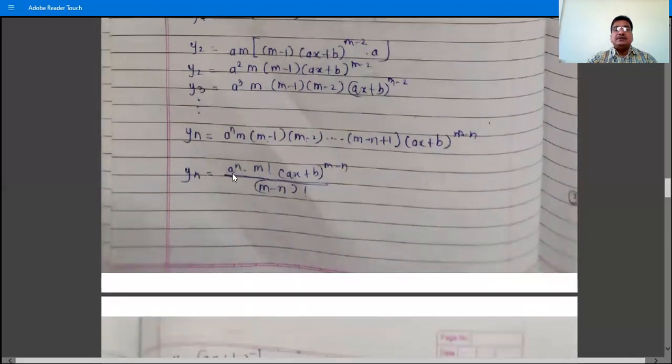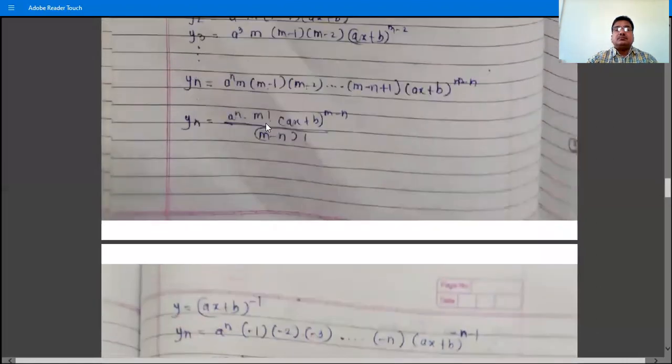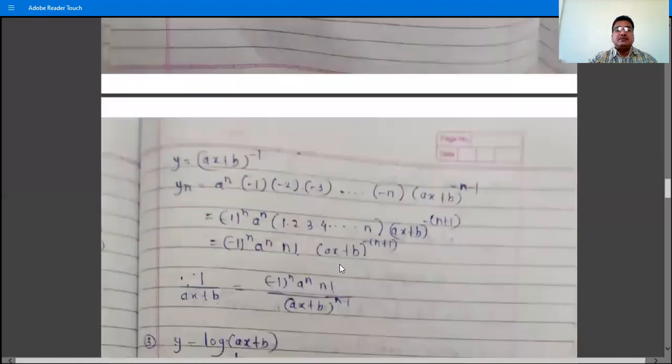And the simplification is a raised to n m (m minus 1)(m minus 2)...(m minus n plus 1)(ax plus b) raised to m minus n. Write this as the last step. Don't write the earlier step as the last step.